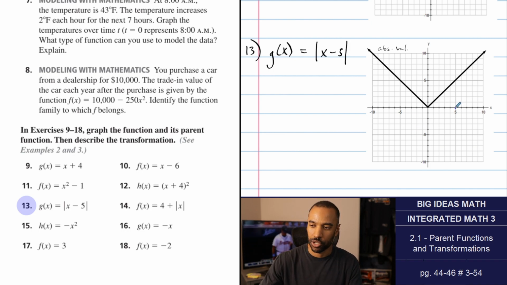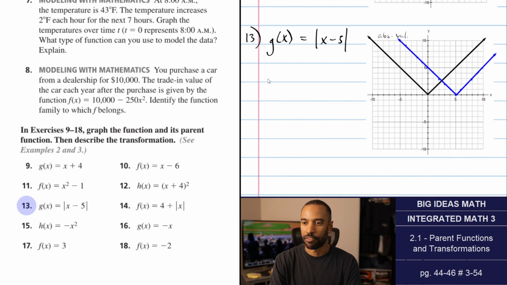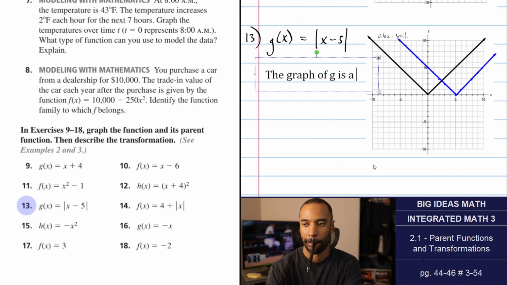So the vertex is actually going to be right here. You'll still have this slope of 1. It didn't flip over or anything. Only thing that changes is the translation. So you should have a graph that looks like this. If you do plug in 5 as your middle point, then plug in points to the left and right, and you should get a graph that looks like so. Then you can describe its transformation as a translation 5 units to the right of your parent function. And that's exactly what g of x is doing here. So the graph of g is a translation.